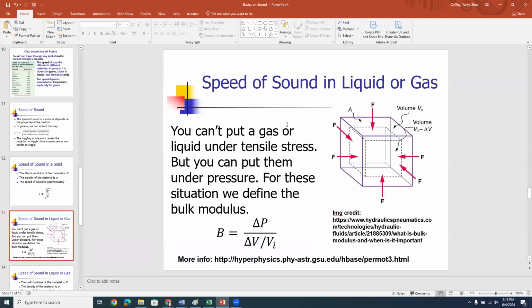Now for a liquid or a gas, the elastic modulus, remember, is a property that's measured by, say, taking a metal bar, grabbing one end of the bar and then the other end, and stretching it out. Now you can't do that. You can't stretch along one axis for liquids or gases. It's just not possible, but you can put them under pressure. And under these situations, we define what's called the bulk modulus, okay? So in the bulk modulus, you put it under pressure and you look at how much the volume changes in response.